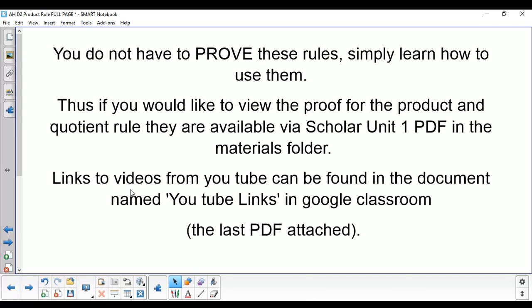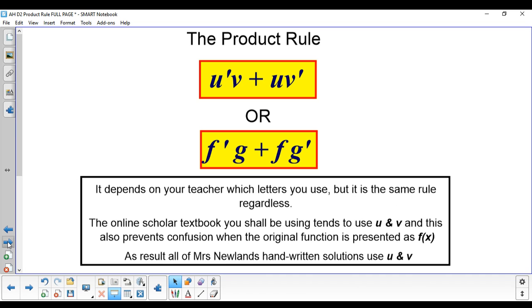So I haven't gone to the effort of showing you the proofs of these. They are actually in your Scholar Unit 1 PDF in the Maths folder, in the Materials folder, but you can also find links online. I have put up an attachment at the bottom of all the PDFs that you open up, and it has got links to different videos I've found on YouTube before I can manage to upload my own, okay? But the proofs you can find on here, okay?